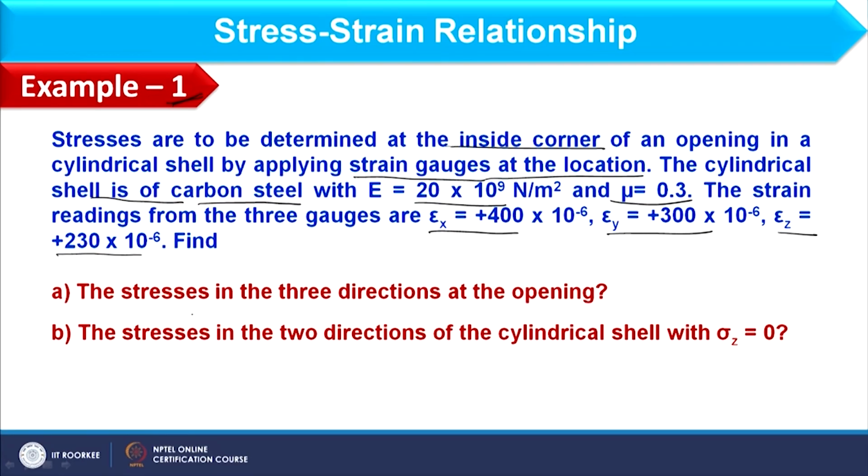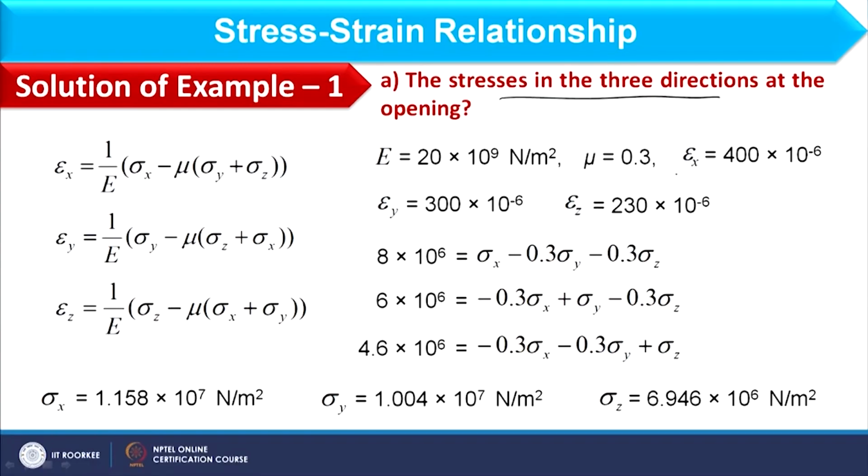What we need to compute is the stresses in the 3 directions at the opening, and the second part focuses on stresses in 2 directions of the cylindrical shell where sigma z will be equal to 0. So, these 2 parts we will solve for example 1. So, let us start with part A. In this part we have to calculate stress in 3 directions at the opening, and if you see here we have epsilon x, epsilon y and epsilon z.